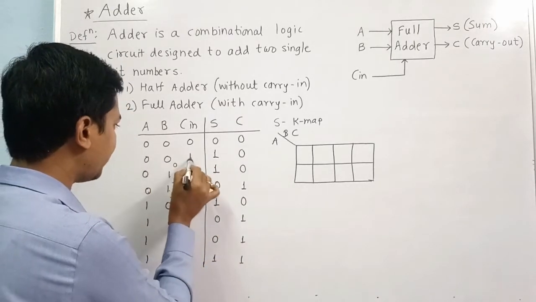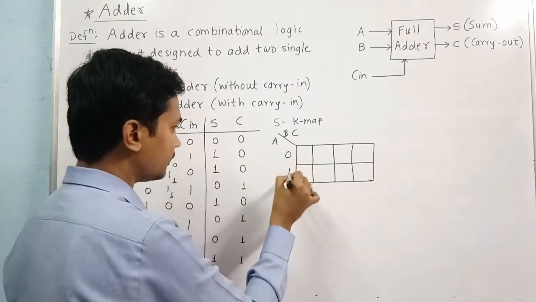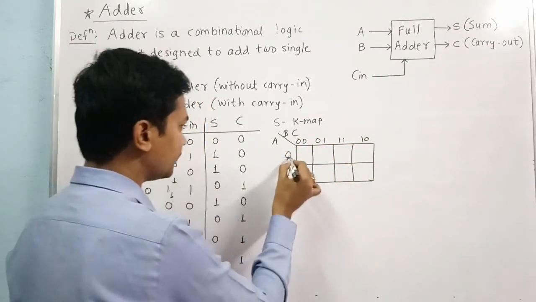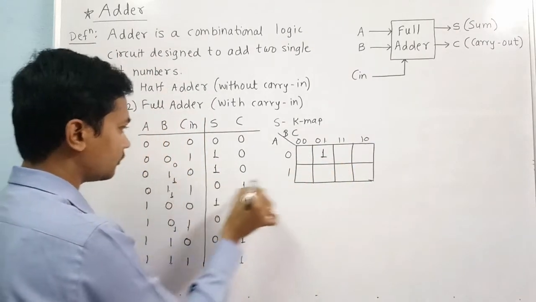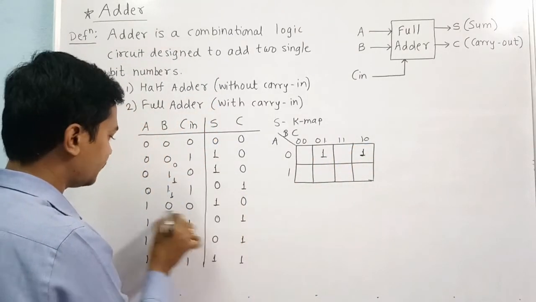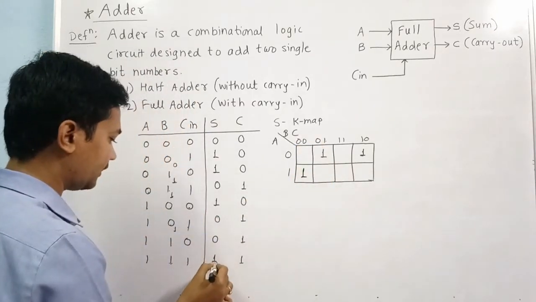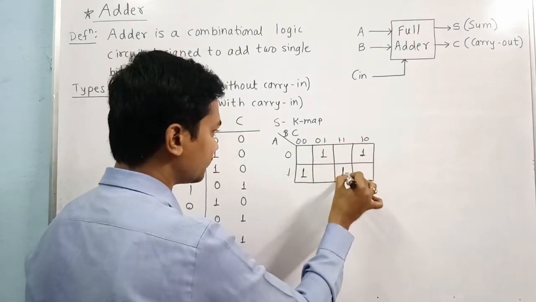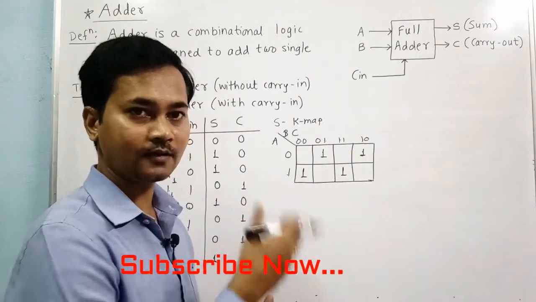So at which combinations are we getting ones in the summation column? For 0 0 1, we are getting 1. Then 0 1 0, here we are getting 1. Then 1 0 0, here is the 1. And 1 1 1, this 1 is here. So here we have plotted the ones in the K map for summation.